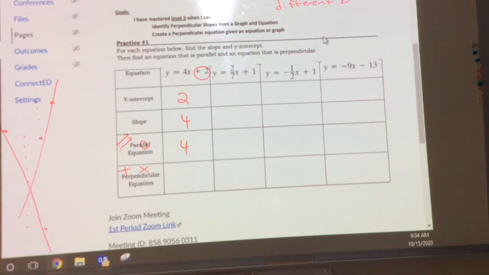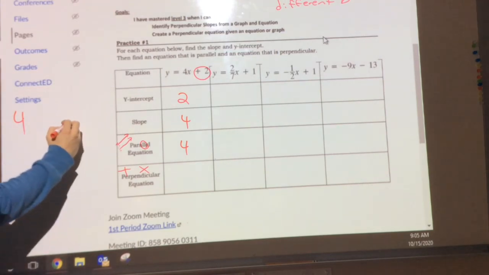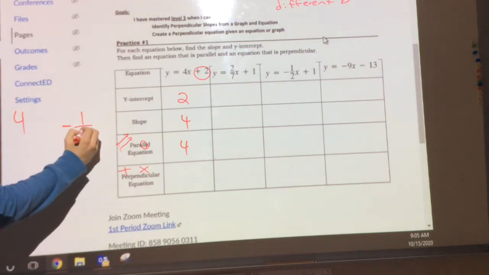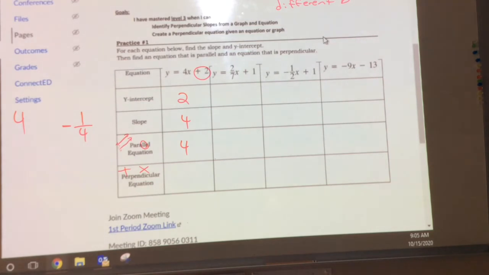Hayden, what did you just say? The opposite of the slope. The opposite of the slope? What's a better math term for opposite of a slope? If it's a positive slope, you want the same slope but negative. Close. Steven? The inverse. It's the inverse. Here's what I mean by that. If I have a positive 4, then we know that my perpendicular one has to be a negative, but what's the inverse of 4? Negative 1 over 4.